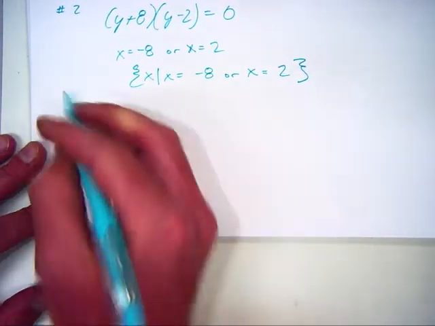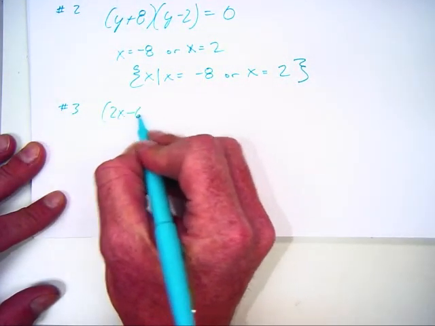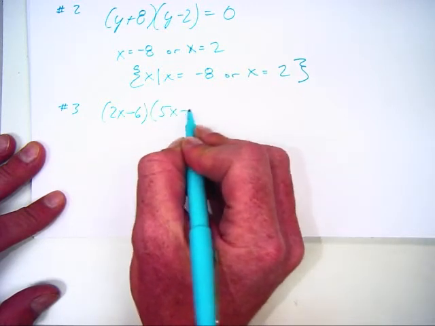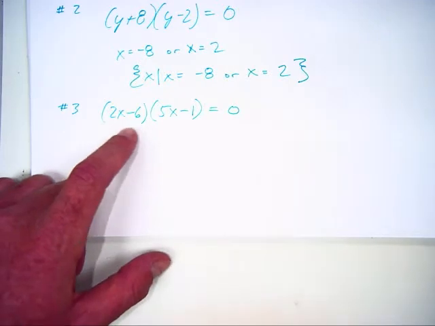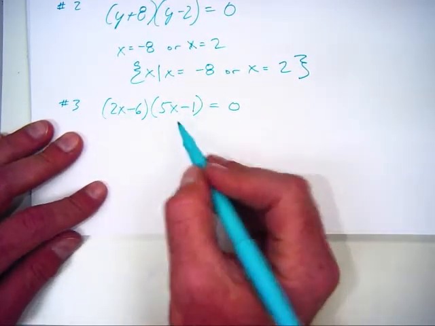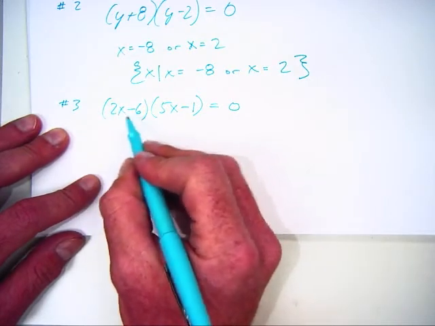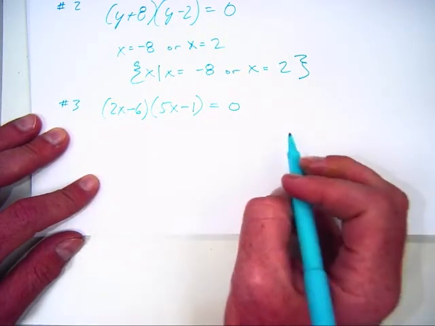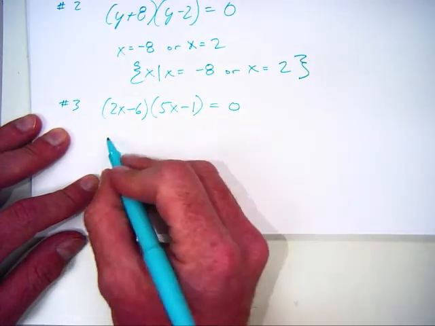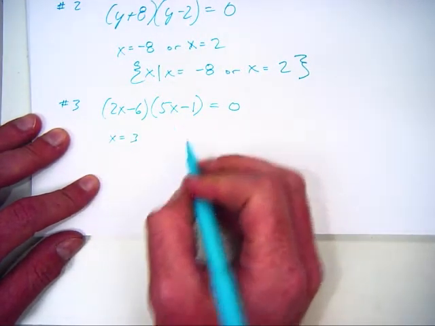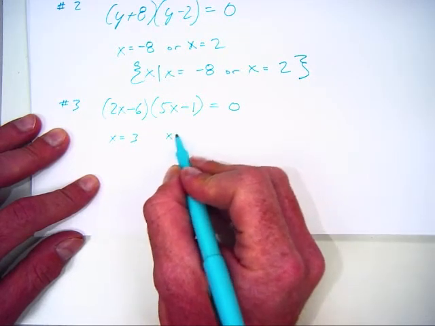Number 3, 2x minus 6, 5x minus 1 equals 0. You can just figure out what would make this equal 0 and this equals 0. I'm not going to do the math, but 2x minus 6, this would be, x would equal positive 3, or x would equal positive 1/5.